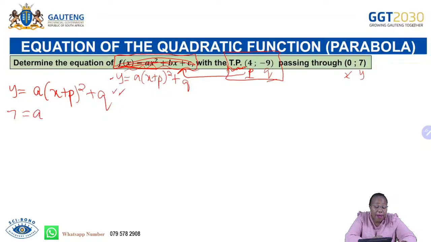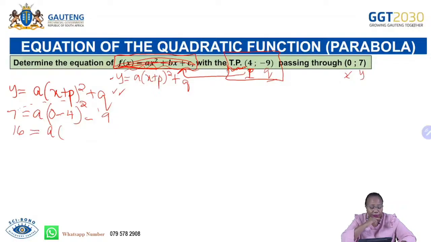We are looking for a in order to have the equation. And the x is 0. And the turning point, remember, if it is plus 4, it's a minus 4 there. Squared, q remains as it is, which is minus 9. Transpose minus 9 to the left, it will be 7 plus 9, which gives us what? 16. And then we have a into 0 minus 4, it's a negative 4.